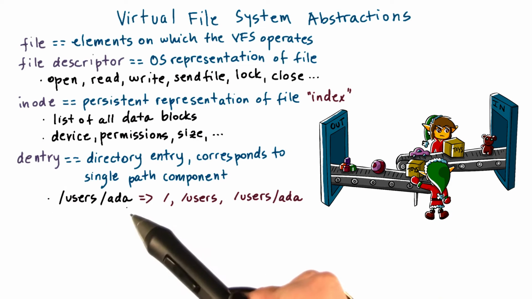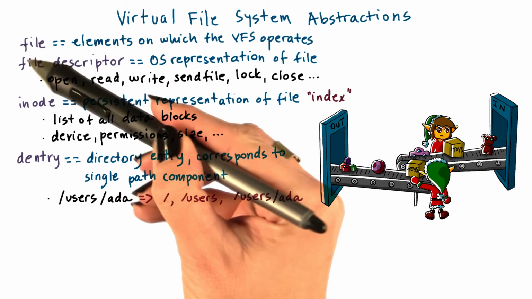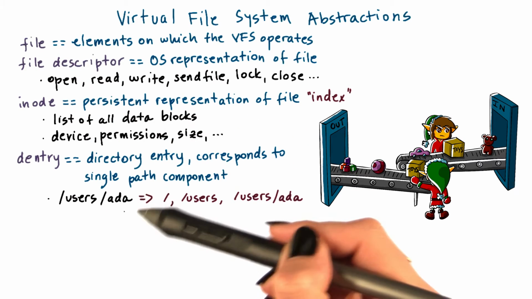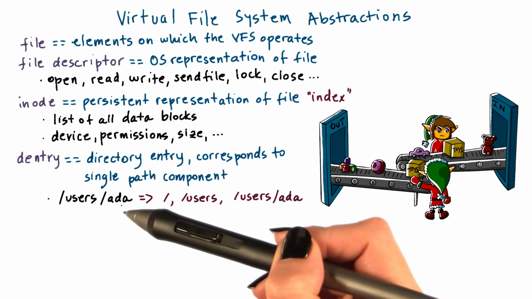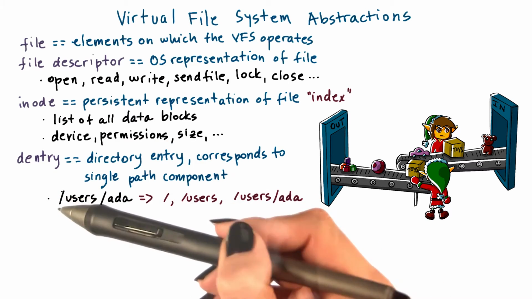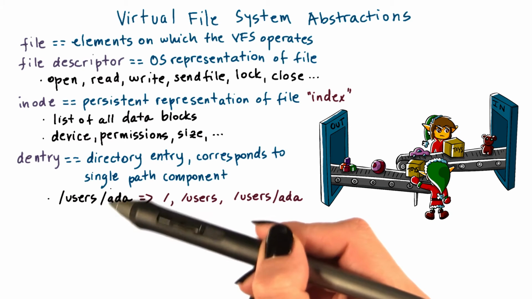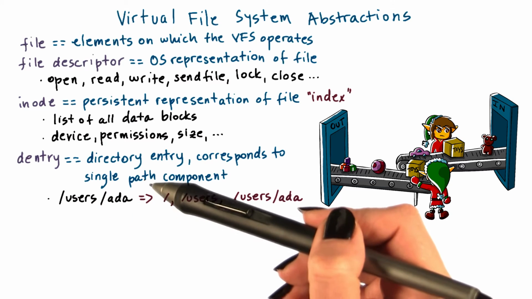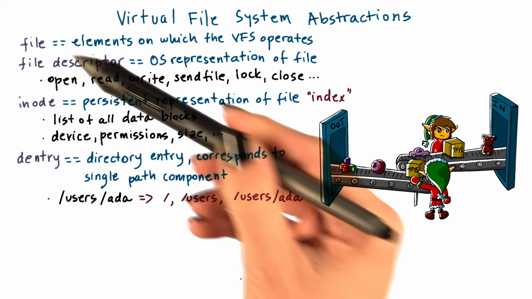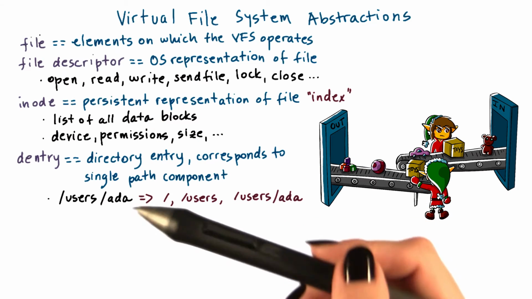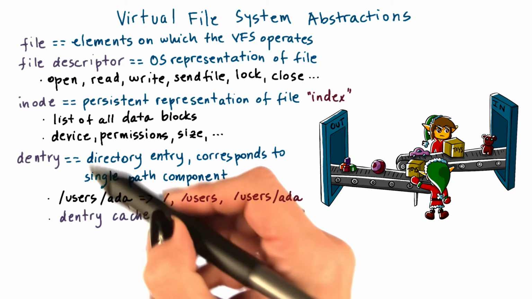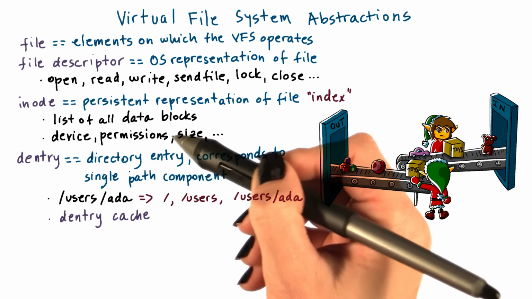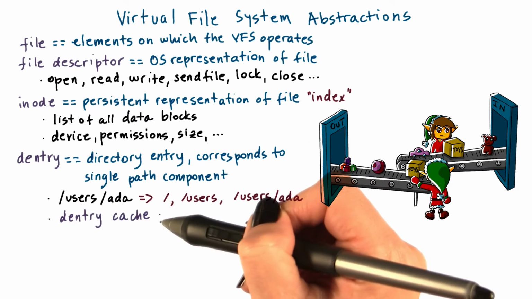The reason that this is useful is that when we need to find another file that's also stored in this directory ada, we don't have to go through the entire path and try to reread the files that correspond to all of these directories in order to get to the directory ada and then ultimately to find the next file that we're searching. So the file system will maintain a cache of all of the directory entries that have been visited, and we call that the dentry cache.